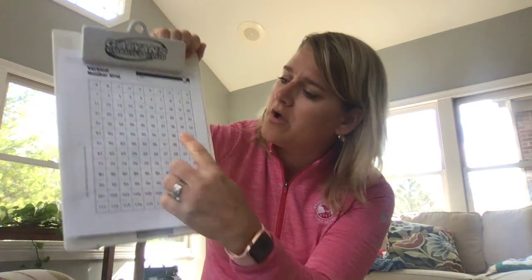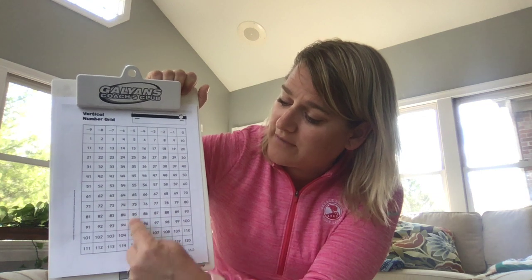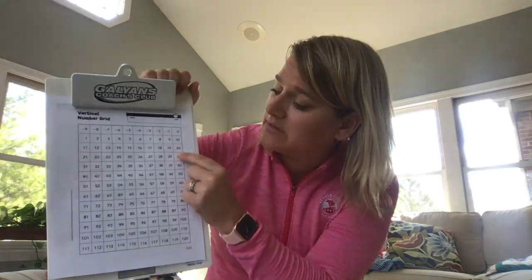So we know on a hundreds chart, if you start anywhere, if you go down, you are counting by tens. So if we start at 25, we know 10 more is 35, 45, 55, 65, 75, 85, 95, and so on. So you know every time you go down the hundreds chart, you are adding 10. You're counting by tens, right? 0, 10, 20, 30, 40, 50, 60, 70. So down is counting by tens.